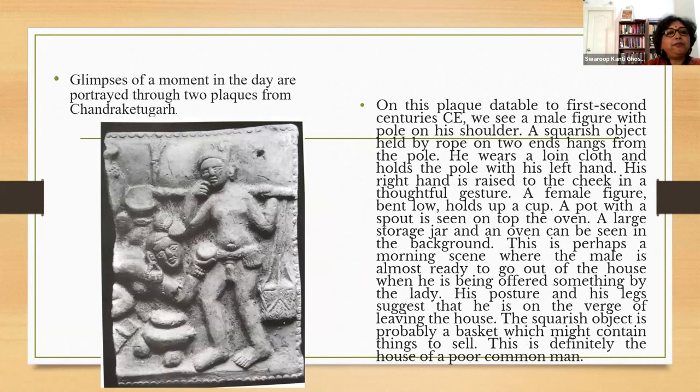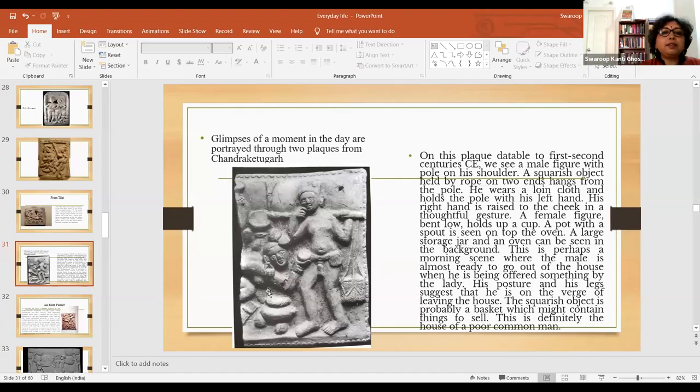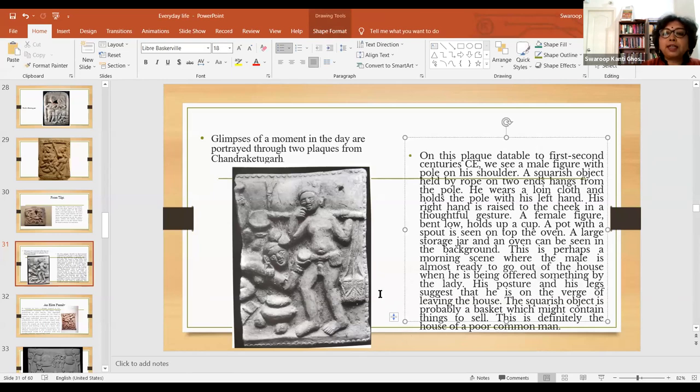Now from that, I'll take you to two poignant pieces of sculpture. One is there in the poster today, and the other is this one. Here you can see the glimpses of a moment in the day. This plaque is datable to 1st to 2nd century CE. We can see a male figure, and he has a pole, and there are perhaps baskets he's carrying. He wears a loincloth and holds the pole with his left hand. His right hand is raised to the cheek, and he's in a thoughtful gesture.